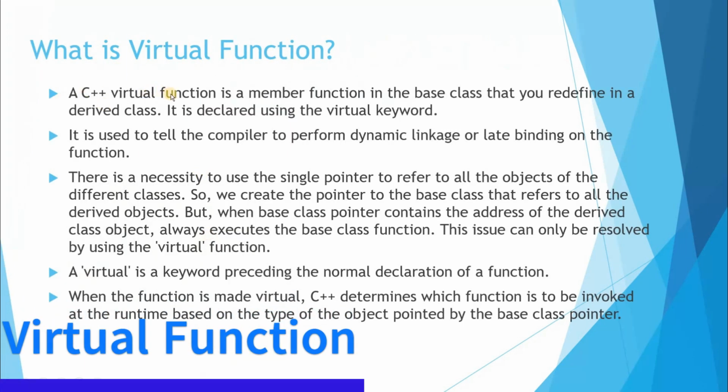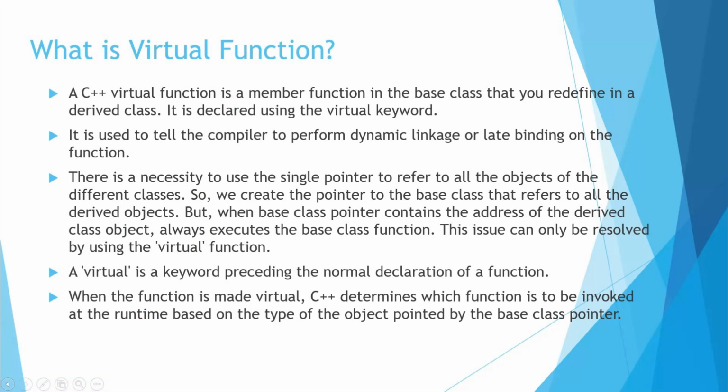A C++ virtual function is a member function in the base class that you redefine in a derived class. It is declared using the virtual keyword. It is used to tell the compiler to perform dynamic linkage or late binding on the function. Virtual is a keyword preceding the normal declaration of a function. When the function is made virtual, C++ determines which function is to be invoked at runtime based on the type of the object pointed to by the base class pointer.